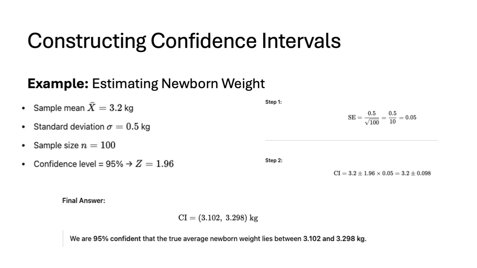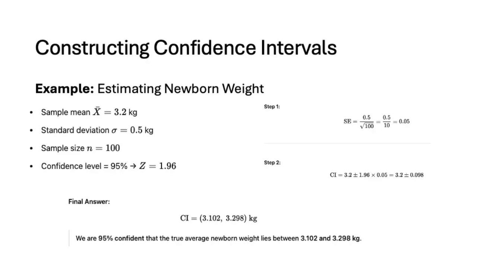What does this mean? This means that we are 95% confident that the true average weight of all newborns in the hospital is somewhere between 3.102 and 3.298 kilograms. If we were to take many more samples, 95% of those intervals would contain the real average weight. Confidence intervals give us a range, not just a single guess. They're more honest about the uncertainty that's always present in sample-based research.